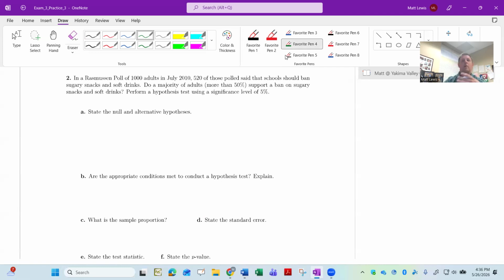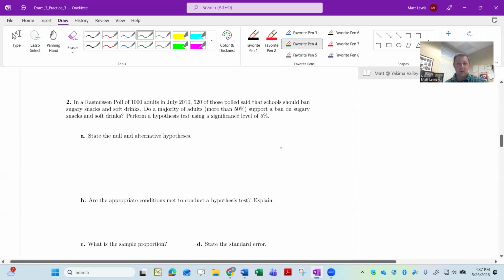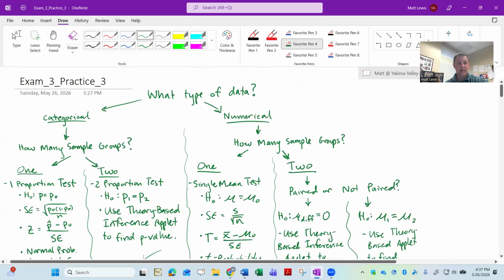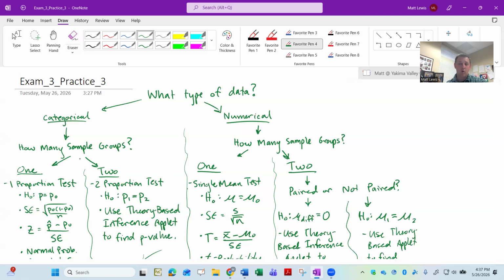Okay. So they're asking people, should they ban sugary snacks and soft drinks? So first question, what type of data? I've got the clipboard. I'm writing things down. What are people telling me? They're telling me yes, no, maybe not sure. So I'm writing down categories. I'm not writing down numbers. So that tells me it's categorical data, right?